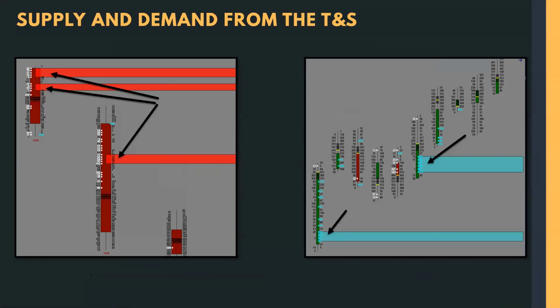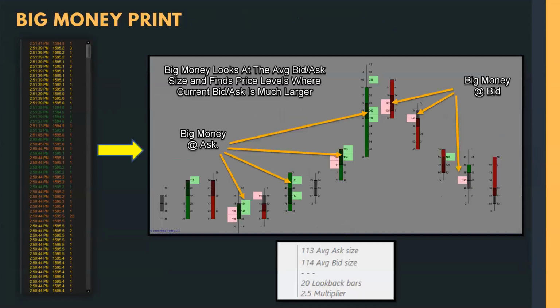Okay. And if we go down to big money print, big money print is where we have levels that are basically much larger than the average ask or the average bid. So we're not looking at aggressive order flow. This could be limit or market. It just means it's above average volume. It's a volume detection, and that's absorbing the market.